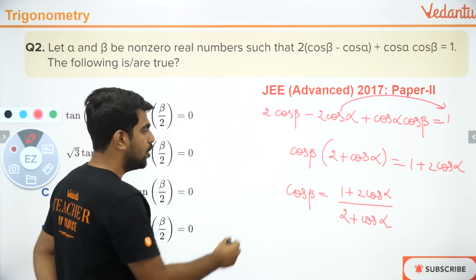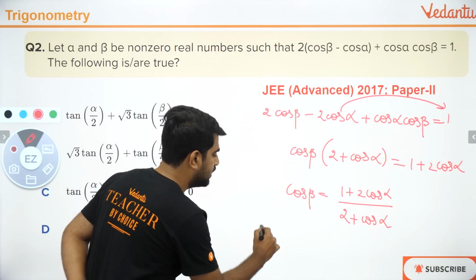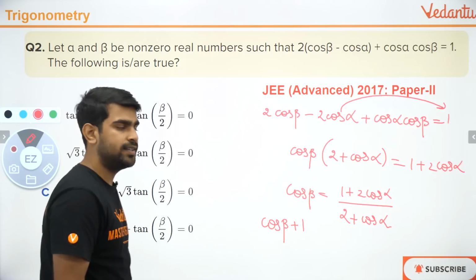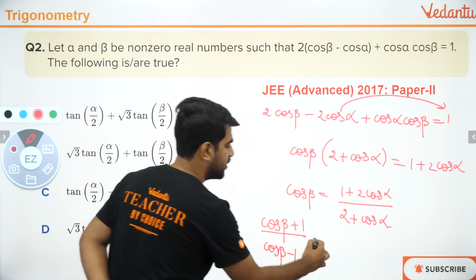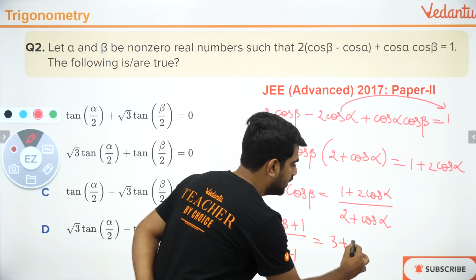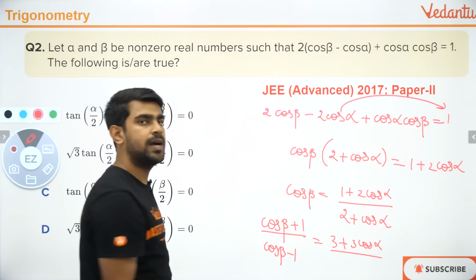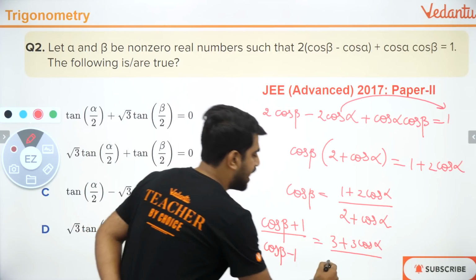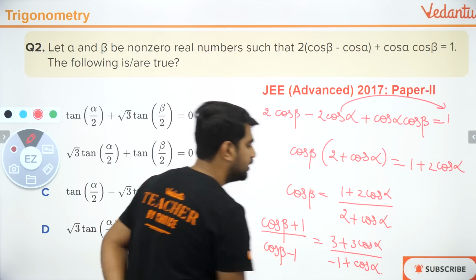That makes me do componendo and dividendo. So let's do componendo and dividendo. What do you mean by that? I will do cos beta plus 1 by cos beta minus 1. This is called componendo dividendo. So now what will I get here? I'll get 3 plus 3 cos alpha divided by, when I subtract the numerator minus denominator, what do I get? I get minus 1 plus cos alpha.